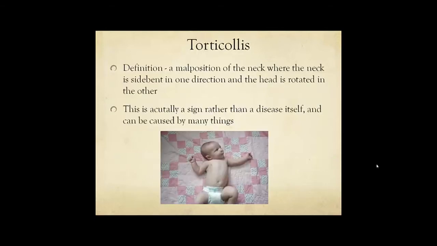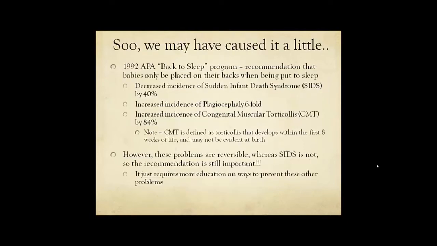We'll start with torticollis. Torticollis is a malposition of the neck where the neck is side bent in one direction and the head is rotated the other direction. This is really a sign rather than a disease itself and can be caused by many things. It typically involves a spasm of the sternocleidomastoid, though it can also involve the scalenes, which will also result in rib dysfunctions. So we may have actually caused this a little bit.